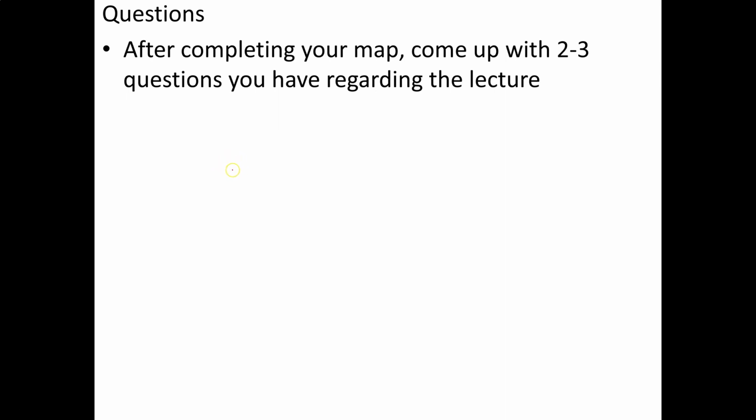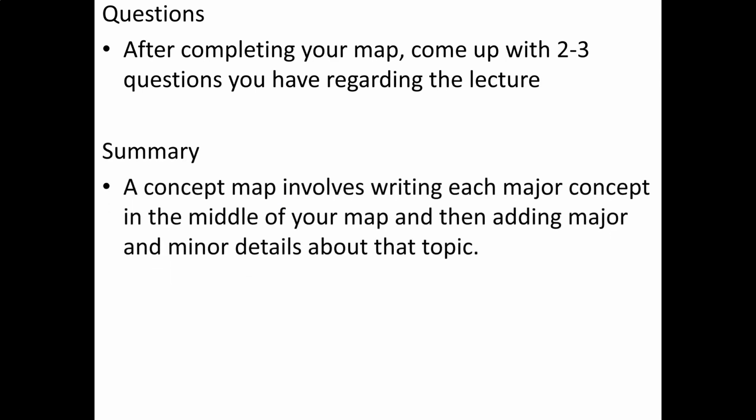So at the end of each concept map, so you have 3 maps for one set of notes, you're going to sit there and write 2 or 3 questions you have regarding those notes. And then a summary is basically a concept that involves writing each major concept in the middle of your map and then adding major and minor details about that topic. That's the whole point of a concept map. That basically puts everything into a nutshell.